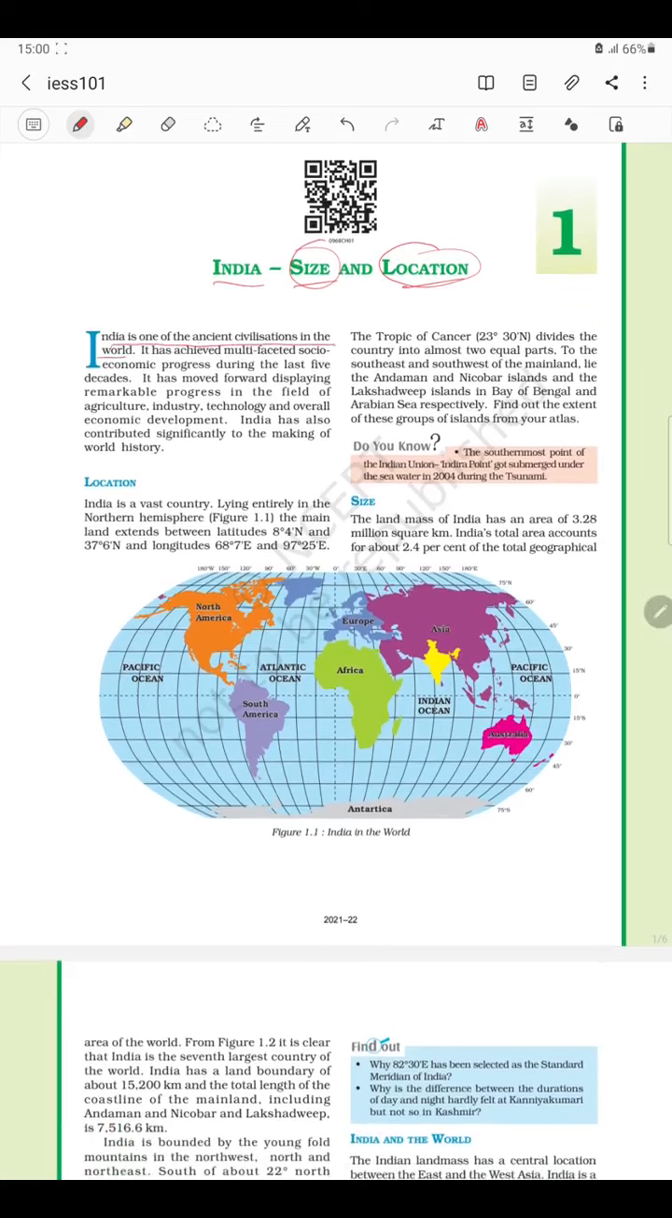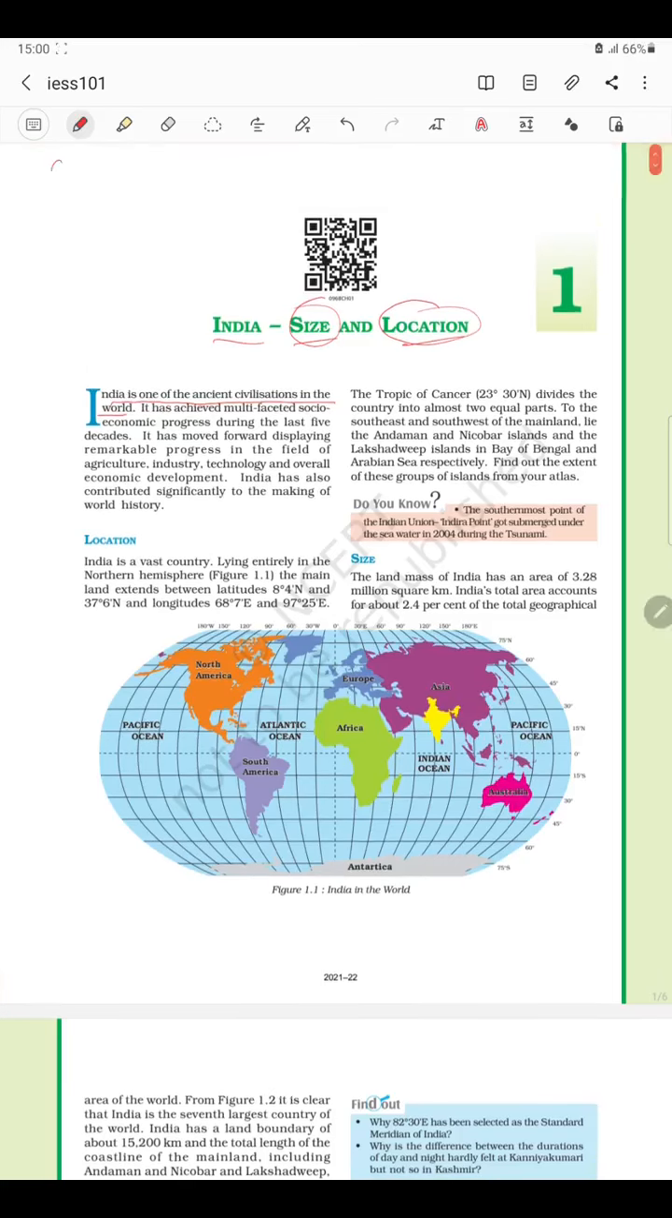Do you know the name of the Indian ancient civilization? That is the Indus Valley civilization. This is one of the ancient civilizations of the world. Do you know which one is the contemporary civilization of the Indus Valley civilization? That one is the Mesopotamian civilization. This also lies in the Asian continent.